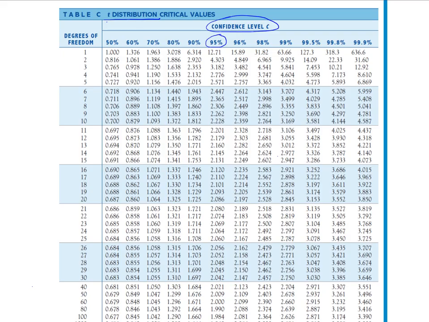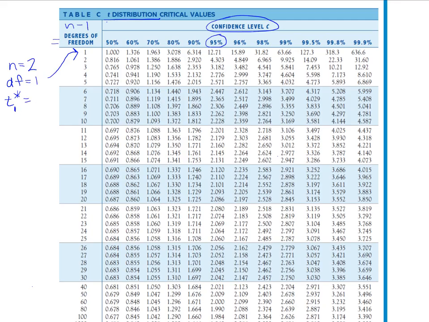But we also need to know the degrees of freedom. Now the degrees of freedom are equal to 1 less the size of our sample. So n minus 1 equals the degrees of freedom. So let's say we have a sample of size 2. That would mean we would have 1 degree of freedom. And we would look for our critical value t star along that row.